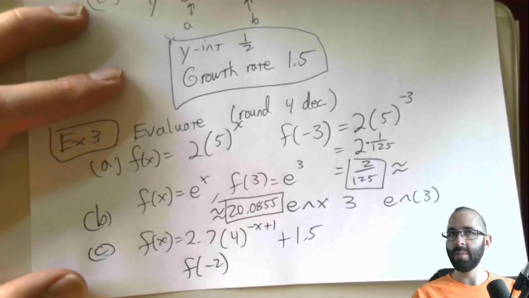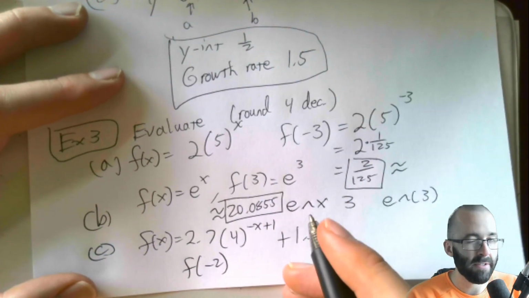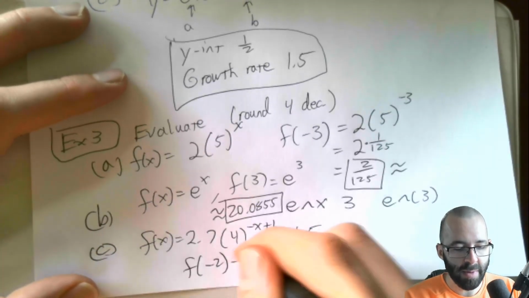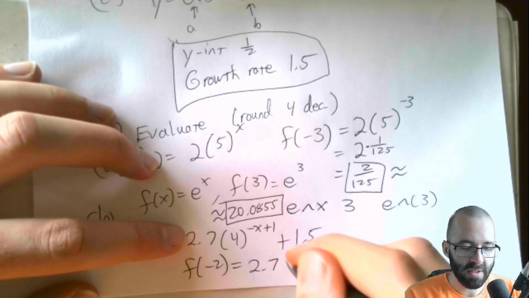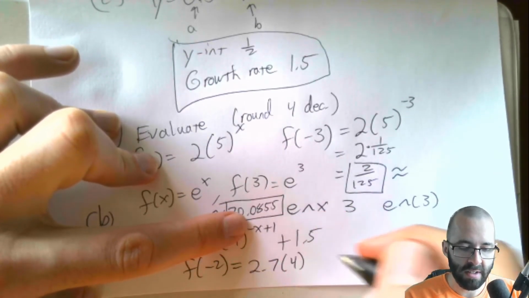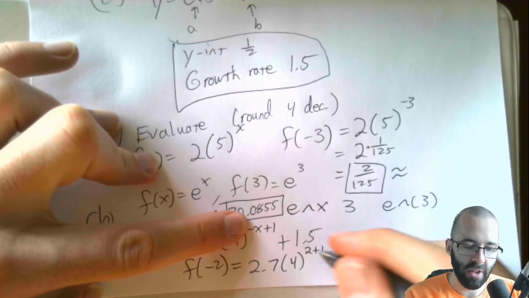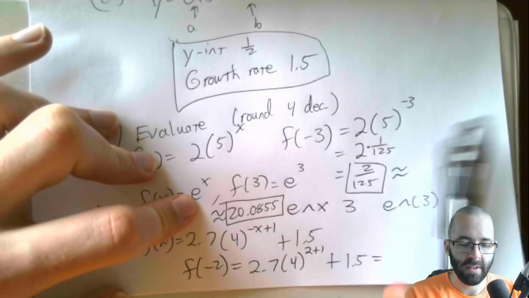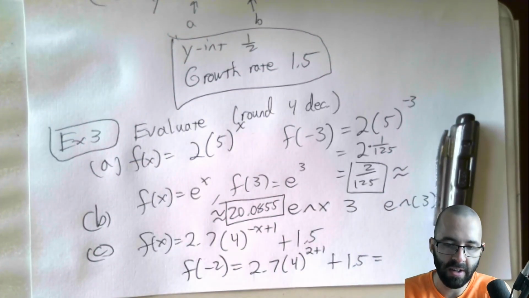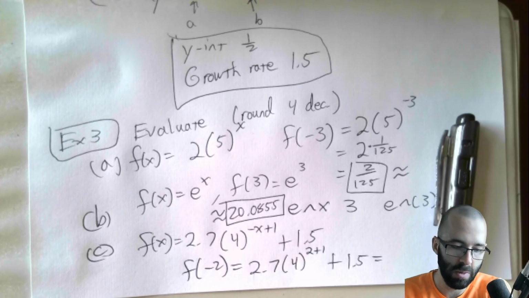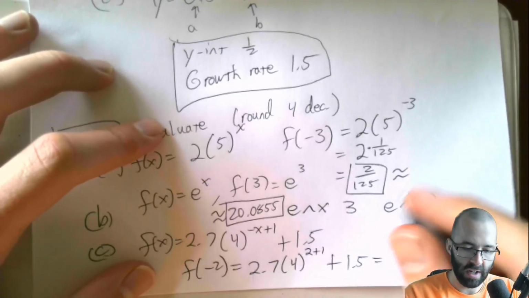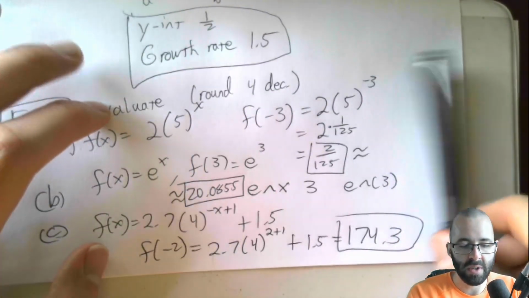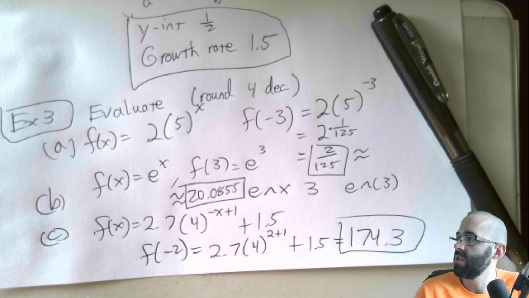So again, it's a little messier here. There's a lot going on, a lot of function transformations, just like 3.5 here, but it's the same idea. You just plug it in. 2.7 times 4 to the -(-2) plus 1, so the -2 becomes +2, and that becomes 3 up there. You can just type this into your calculator. You're going to get 2.7 times 4 cubed plus 1.5. You'll get 174.3. And that's how you do those sorts of ones. Let me know if you have questions.